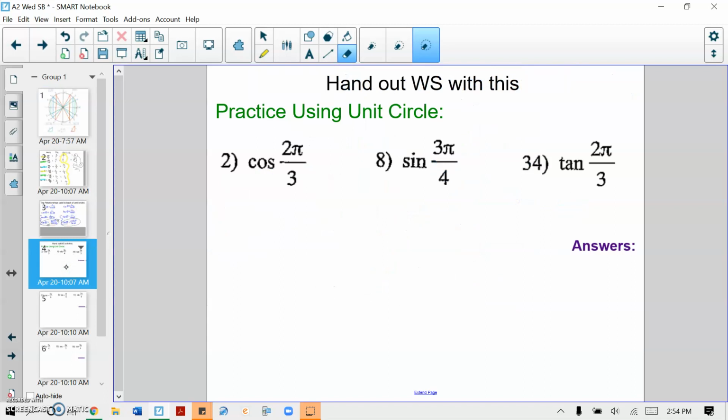The handout, the homework assignment that's attached with this, these are all directly from the homework assignment. So any question we do together on the video, you can say, awesome, I've already got that one done. Mrs. Nars helped me. So let's look at the first one. The first one is cosine of 2 pi over 3.